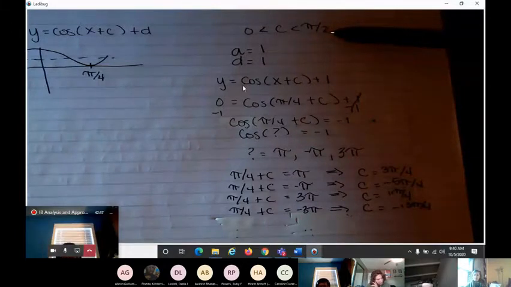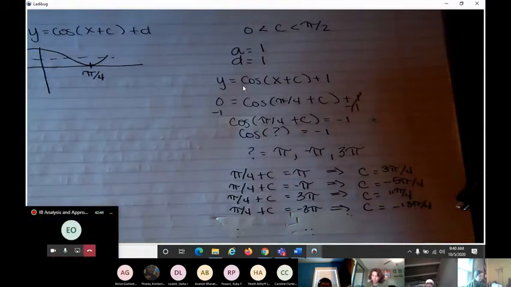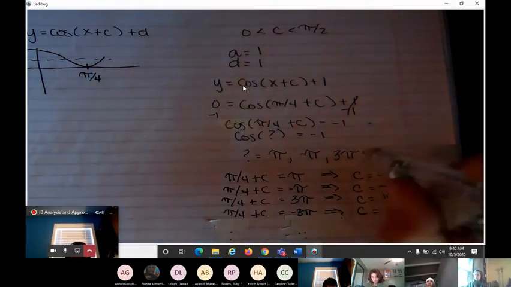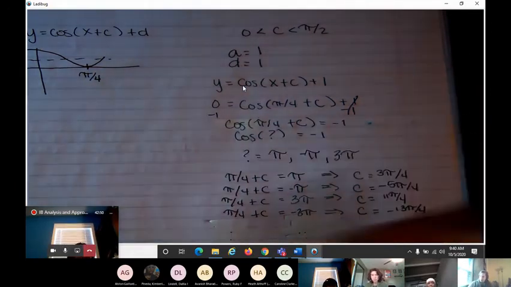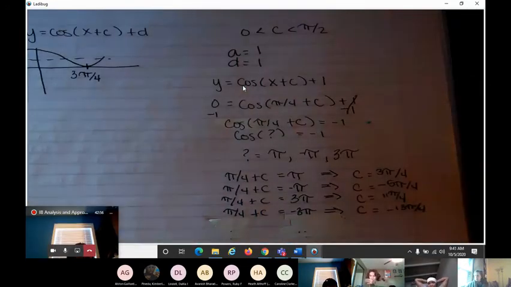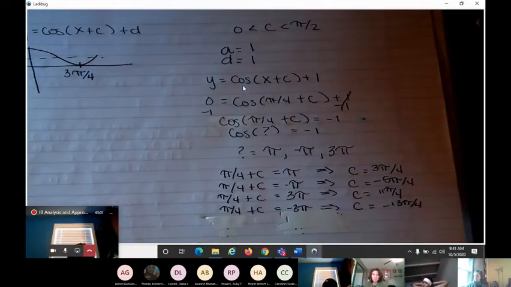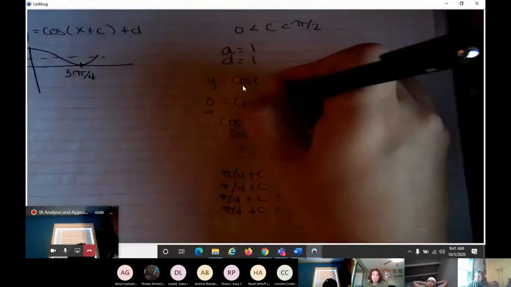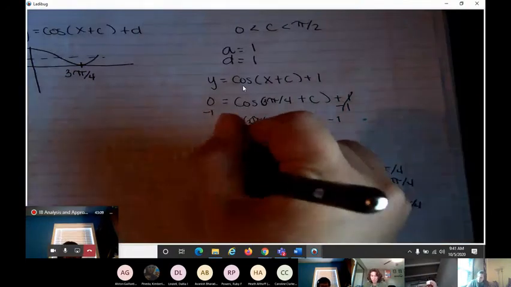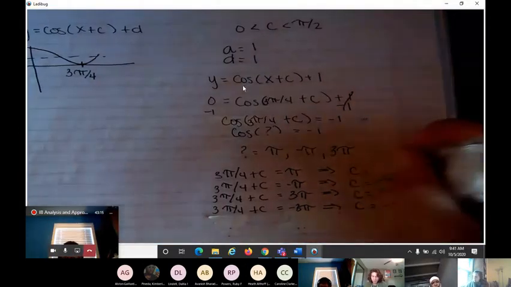I think that, let's see. We want it to be shifting left by 3 pi over 4. So I think that this should have been 3 pi over 4 right here. Okay, and so if that were 3 pi over 4, let's look back at this. And so now we're subtracting 3 pi over 4 from each of these. Let's see what we get.